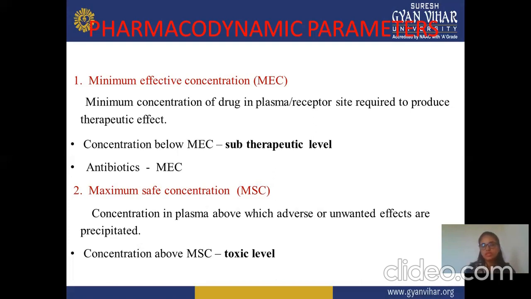Next is the maximum safe concentration, or MSC. At this level, almost the complete therapeutic effect is observed, but above this concentration some side effects or adverse, unwanted effects are observed. This is the last concentration at which the therapeutic effect is shown. The MSC is the plasma concentration above which adverse or unwanted effects are precipitated, and concentrations above MSC show the toxic level and toxic effect. So these are the maximum safe concentration and minimum effective concentration, and these parameters come under the pharmacodynamic parameters.